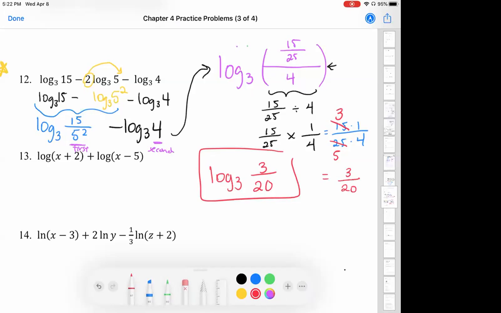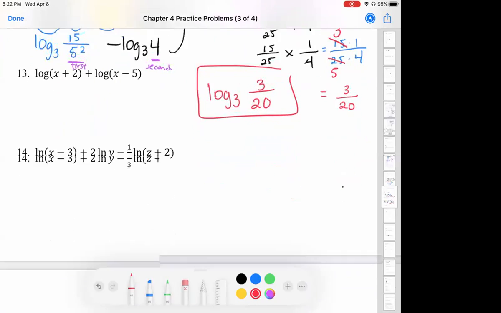All right, let's take a look at 14. Well, before I move on, are there any questions about 12? All right, 14.